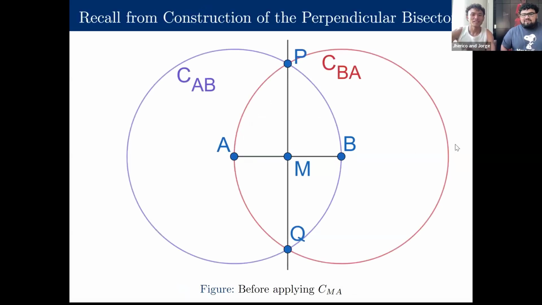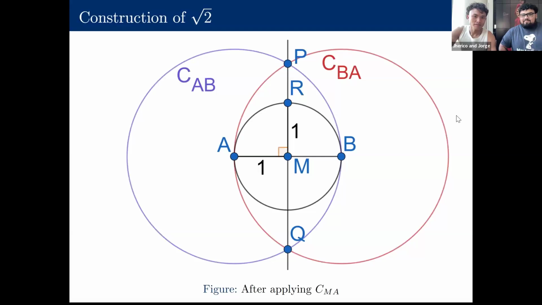Now recall the perpendicular bisector. We get the line PQ is perpendicular to the line AB, and we're going to use this in our example to construct the square root of 2. So here, from two slides ago, we have that AM is length 1, and then we extended it to get our line B.